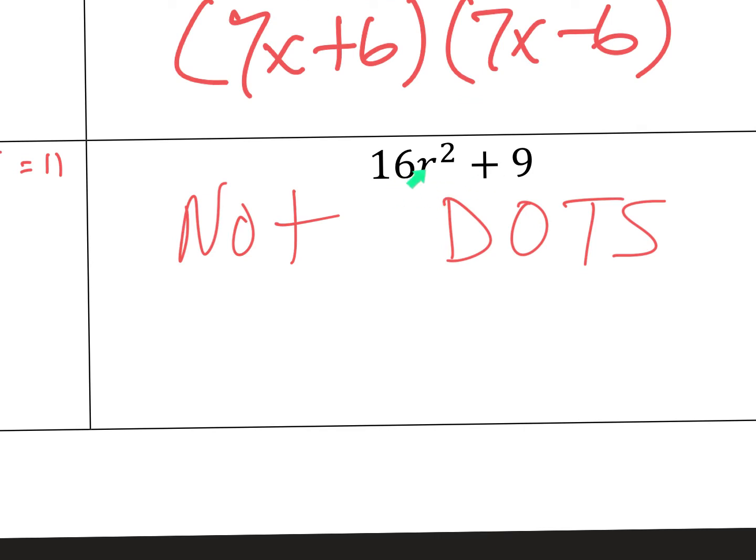All right, so first of all, we need to see if this is a difference. And the first thing you'll notice, it is not a difference. So automatically you should know that it is not dots.